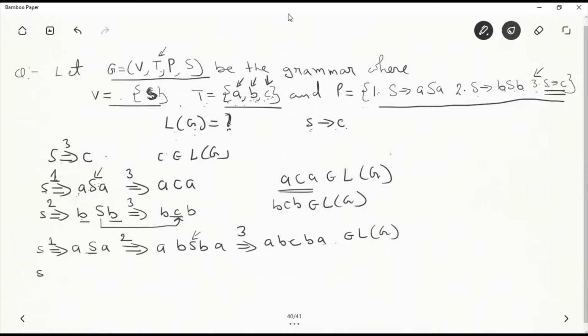L of G. Suppose we start with the second production rule. So BSB, then we use the first production rule, so BASAB, and then the third one, so BACAB. This is also derivable from the start symbol and belongs to L of G. So can you see any pattern here?